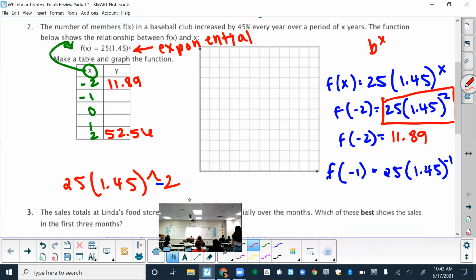Then plug in your -1. What do you get when you put this in your calculator? 17.24. Then plug in 0. 25. Plug in 1. 36.5.